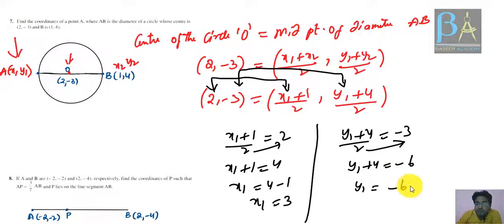y1 is equal to -6 minus 4. Obviously, plus 4, if it goes to the right hand side, it becomes -4. So y1 is going to be -10. So the coordinates of the other end of the diameter are going to be (3, -10).